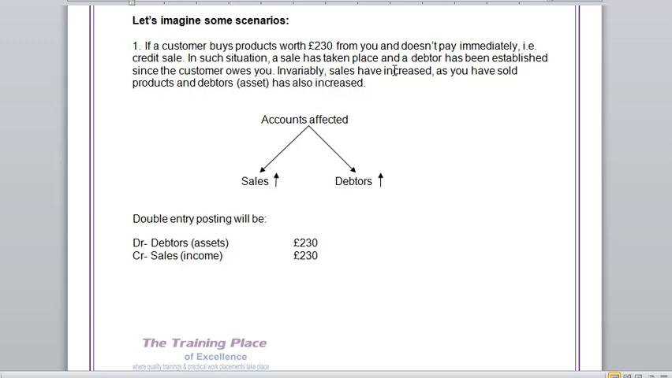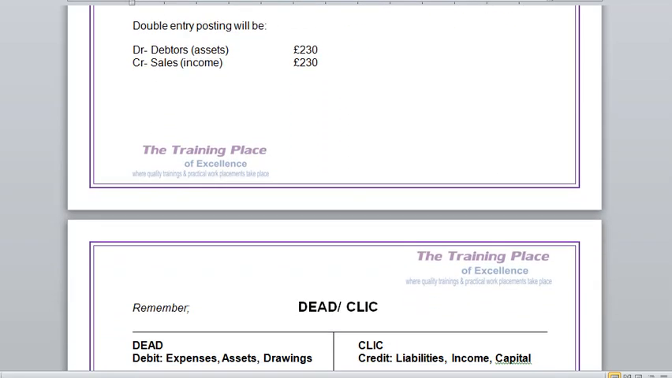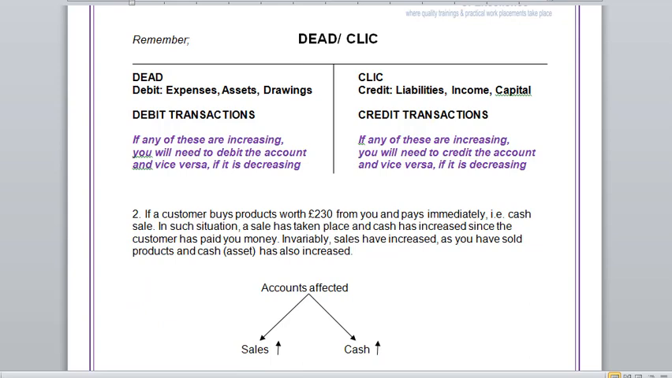So my sales is on the CLICK, so I will credit, my income is increasing. Debtors is on the DEAD, I will debit my asset, which asset? Debtors, because it's increasing, and I will do that with £230. We have them. Remember your DEAD CLICK.